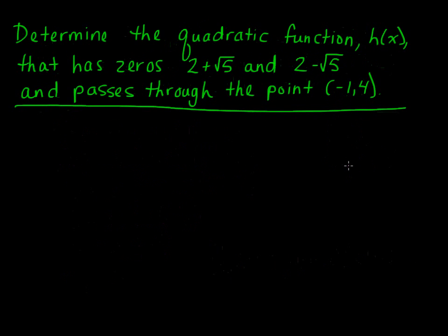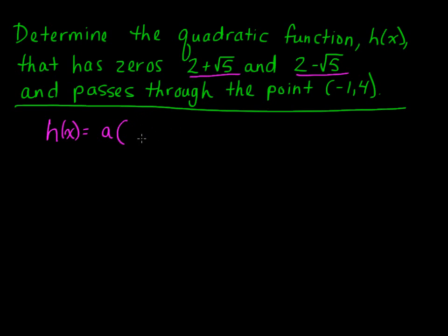Here's a similar question. This time we want to determine the quadratic function h of x that has zeros of 2 plus root 5 and 2 minus root 5, and it passes through the point negative 1, 4. Okay, now we are given zeros here. And so because we're given information about zeros, it's again easiest to begin with factored form. So we're going to start with h of x is equal to, we don't know what the a value is in the equation, so we just leave that as a.